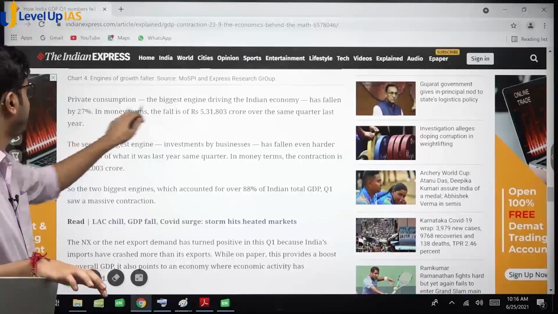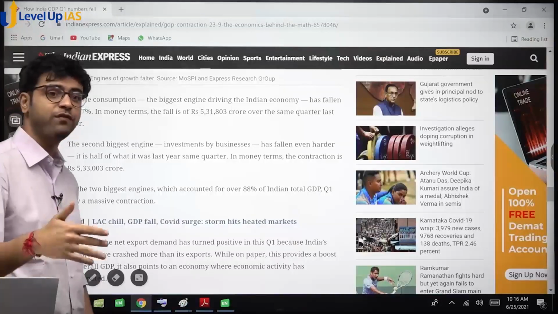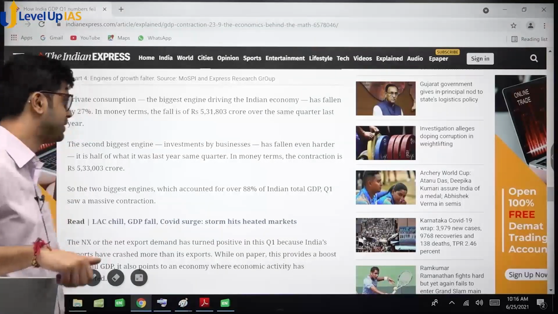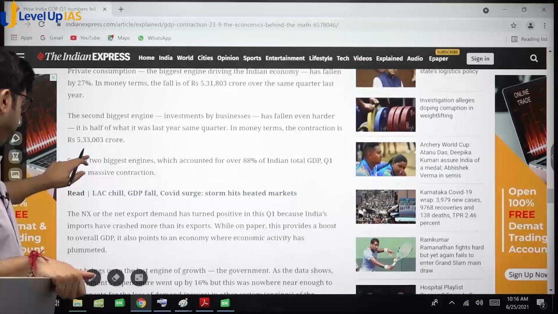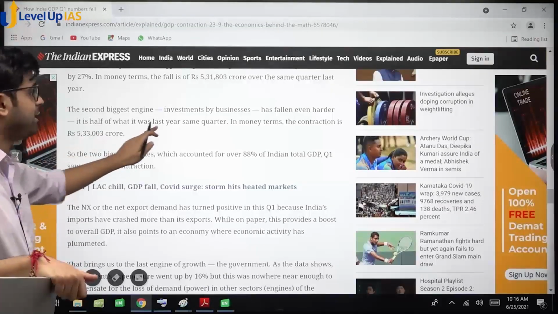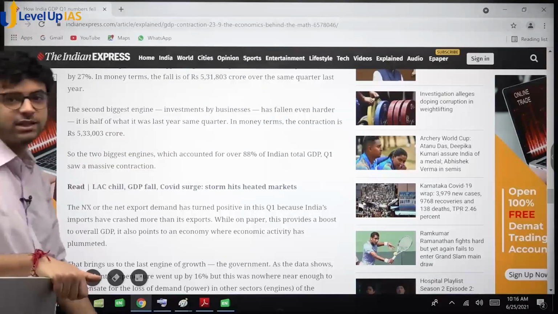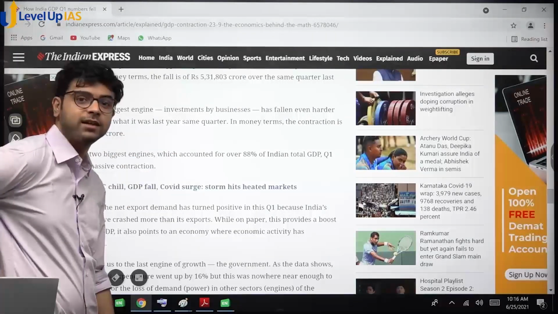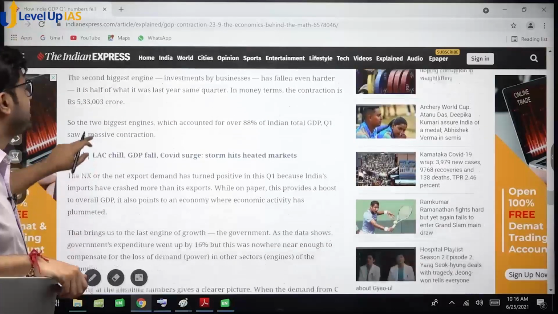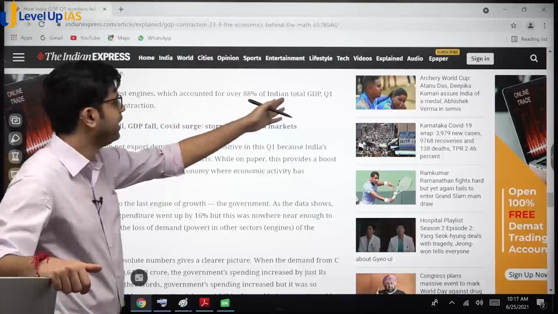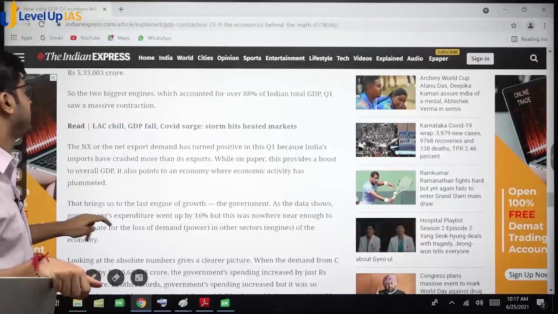Private consumption has fallen by 27%. So C, which has a weightage of 55%, has fallen by 27%. Okay? Second biggest engine, I, has fallen even harder. It is half of what it was last year. It has fallen by 50%. So the two biggest engines, which accounted for over 88% of India's GDP, saw a massive contraction.